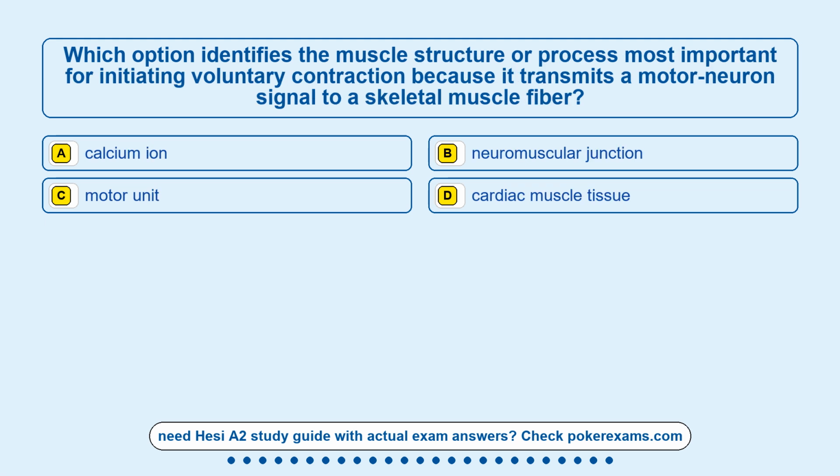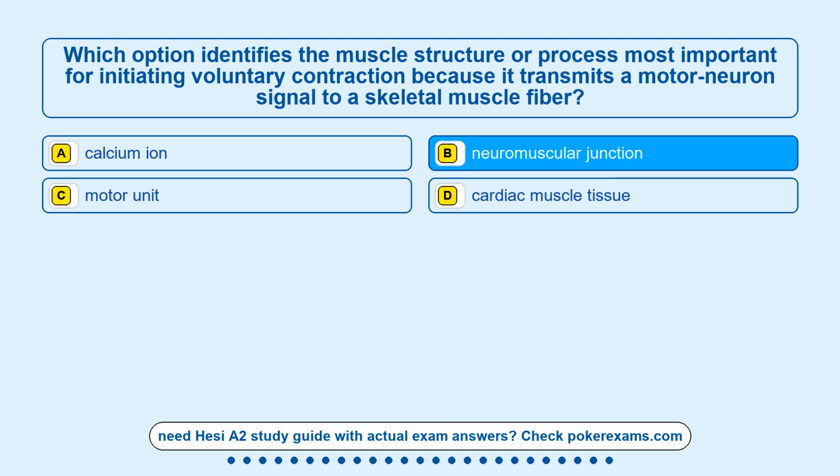Question 15. Which option identifies the muscle structure or process most important for initiating voluntary contraction because it transmits a motor-neuron signal to a skeletal muscle fiber? Option A, calcium ion. Option B, neuromuscular junction. Option C, motor unit. Option D, cardiac muscle tissue. The correct answer is option B, neuromuscular junction.